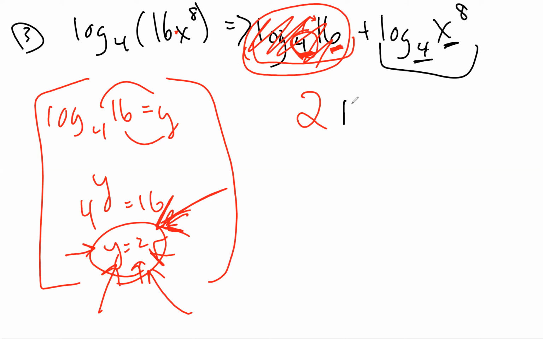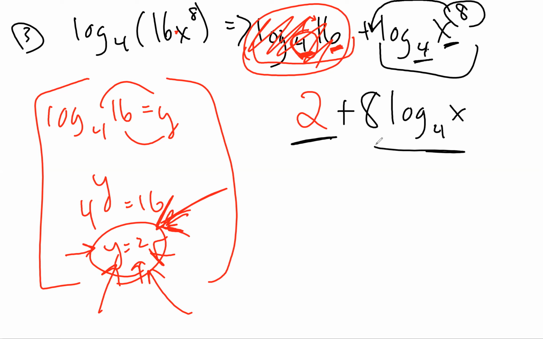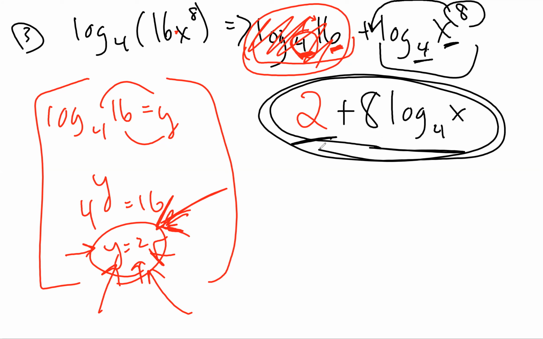So we're going to put our plus sign. And over on this one, we have this power. And where do the powers have to come? Right out front. And so this is going to turn into 8 log base 4 of x. And this guy's just a 2, and this guy's as simplified as we can. And so this is my total and complete and final answer.